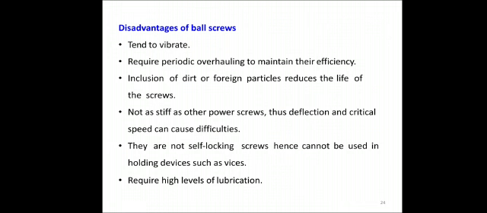tend to vibrate, requires periodic overhauling, inclusion of dirt or foreign particles which reduces the life of the screws, not as stiff as other power screws. Thus, deflection and critical speeds can cause difficulties. They are not self-locking screws and require a high level of lubrication.